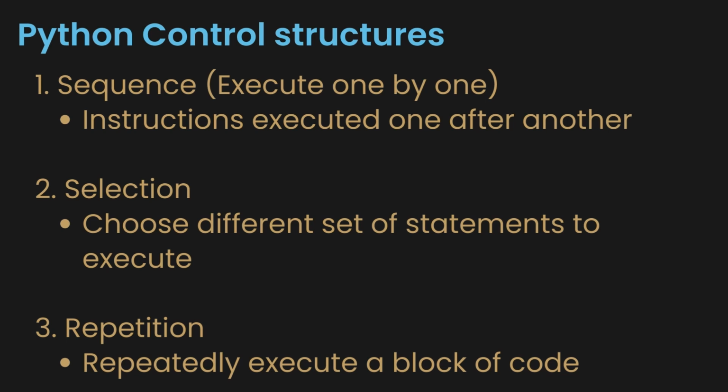This control structure allows the program to choose between different sets of statements to execute. This is how a program makes decisions and performs actions based on certain conditions. Lastly, there's repetition. This structure is all about looping, enabling a block of code to be executed repeatedly. Whether it's iterating over items in a list, or performing an action until a certain condition is met, repetition is a powerful tool in Python.